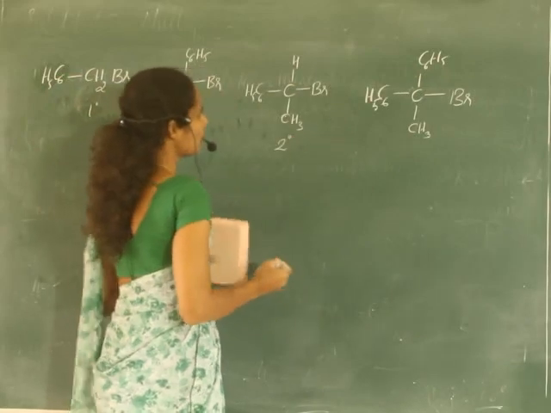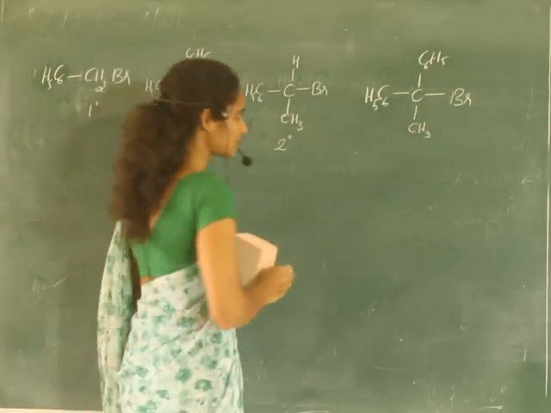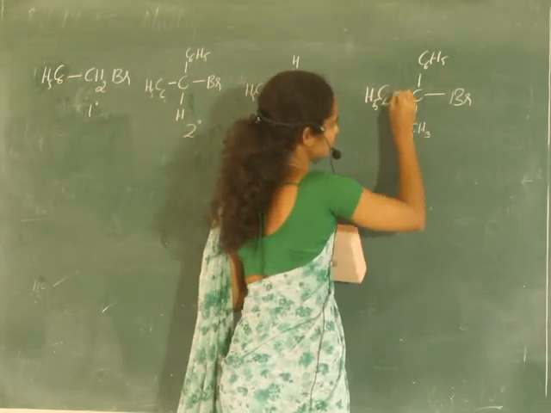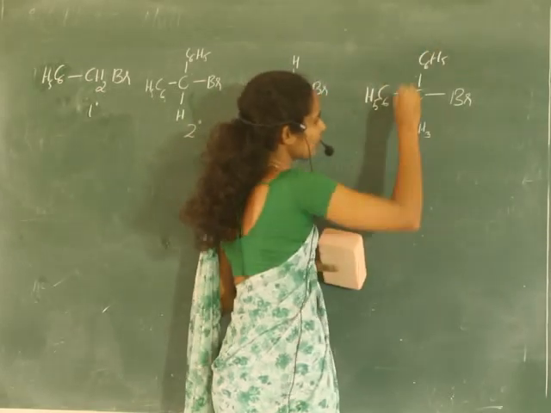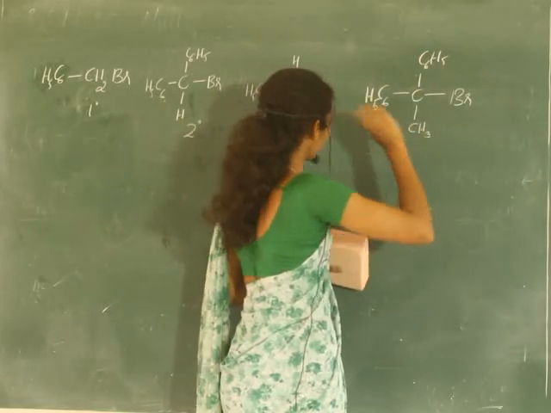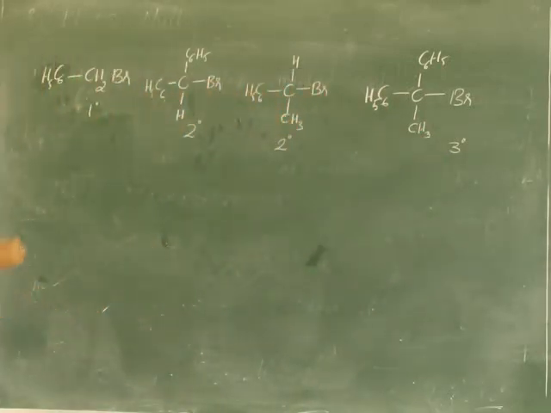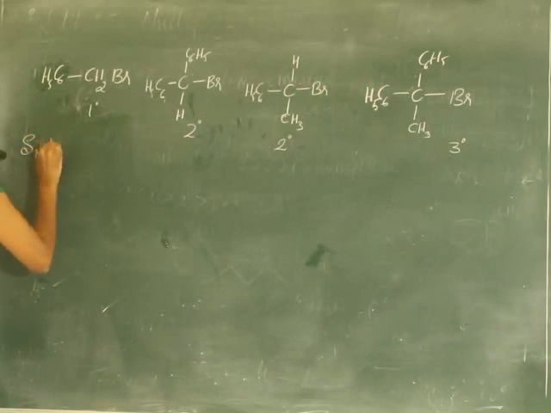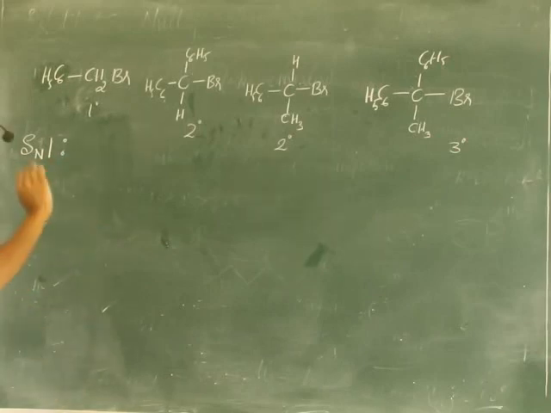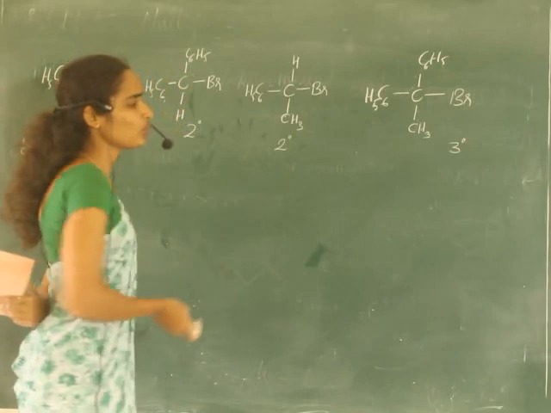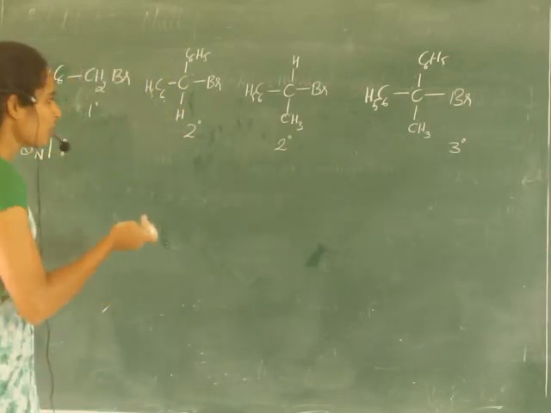secondary. Two hydrogen atoms are replaced. Here all three hydrogen atoms are replaced by alkyl groups. Here it is two benzene rings and one methyl group. Hence it is a tertiary, right? Now let us discuss reactivity in SN1 mechanism. Which one will undergo SN1 reaction at a faster rate? Which one will undergo SN2 reaction at a faster rate?